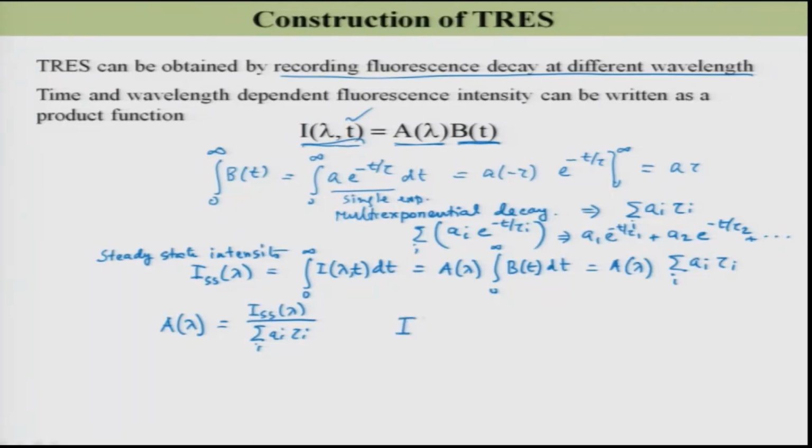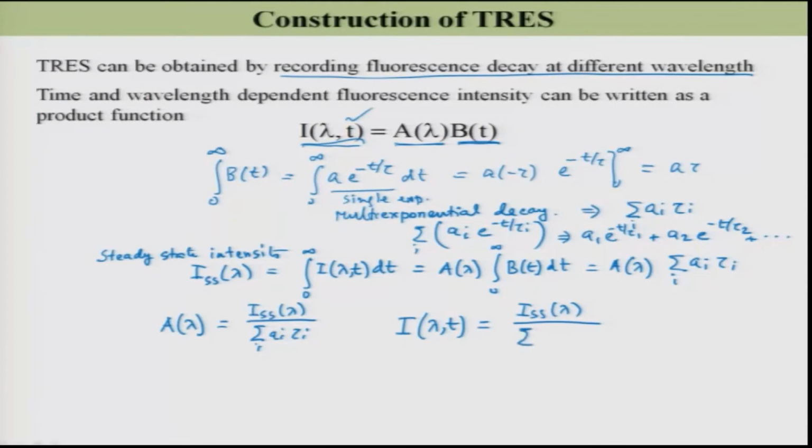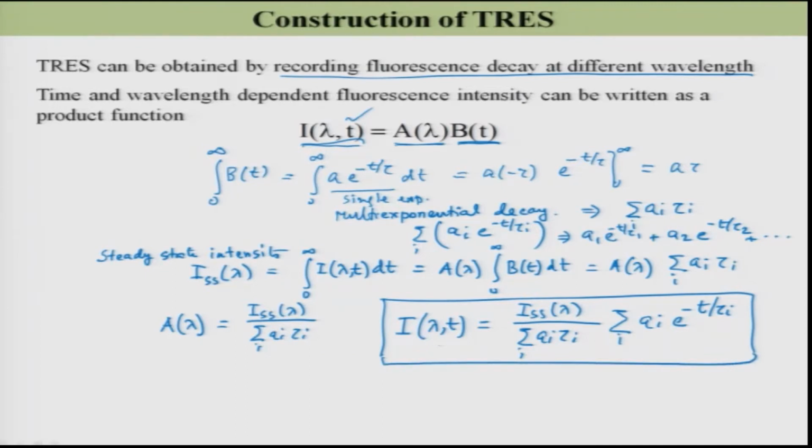So, from here what I can write is that I, which is a function of lambda and t, is equal to I steady state for this particular lambda, right. For different lambda, I have to do the same thing again and again. So, this is equal to I steady state divided by the sum over i of a_i tau_i, into the sum over i of a_i e to the power minus t by tau_i, right. So, I got this equation. In this equation you see that for a particular wavelength, I got how the intensity will vary with time, right.